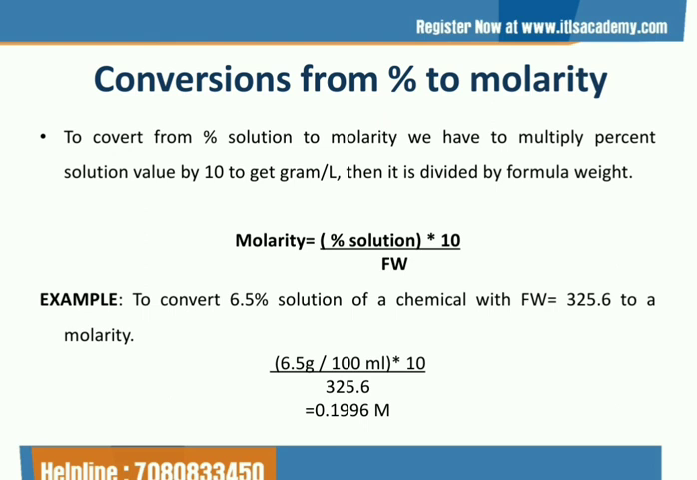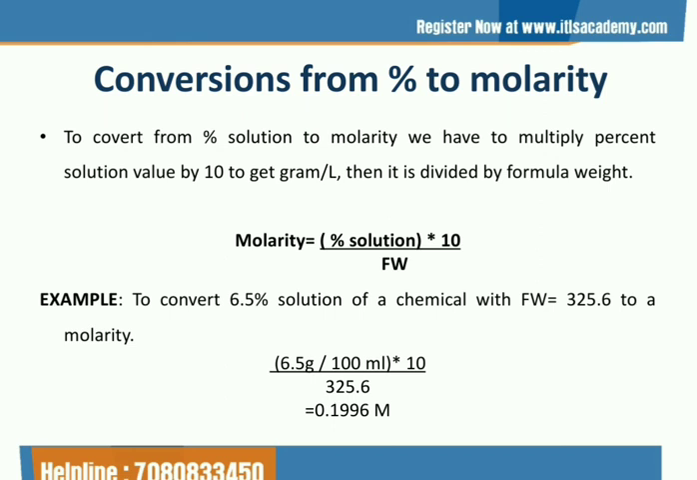Conversions from percent to molarity. To convert from percent solution to molarity, we have to multiply the percent solution value by 10 to get grams per liter. Then it is divided by formula weight. So the molarity will be percent solution into 10 divided by formula weight. We can say that when we have to convert from percent to molarity, we simply multiply by 10 and divide by formula weight and we will get molarity.